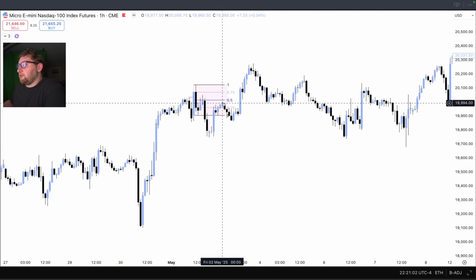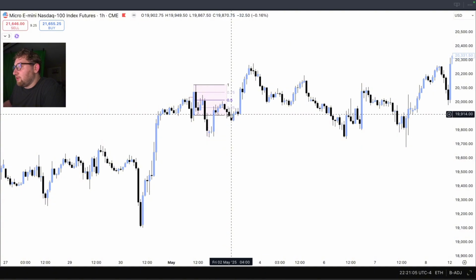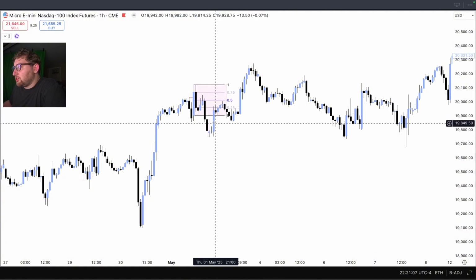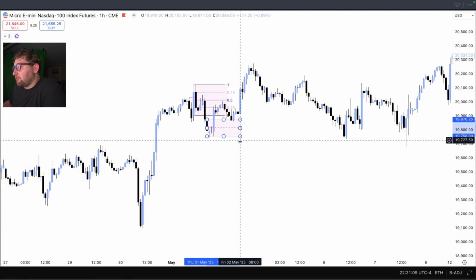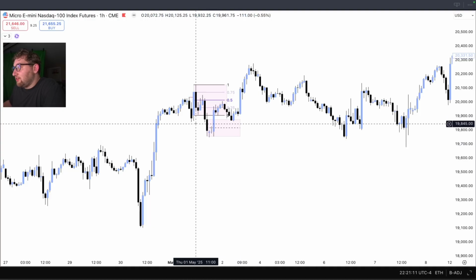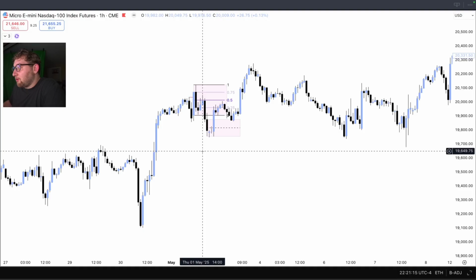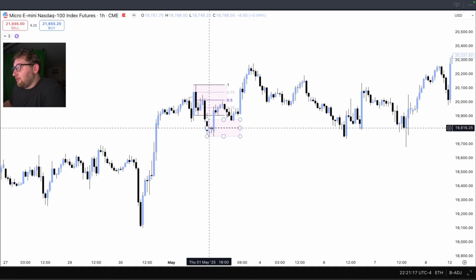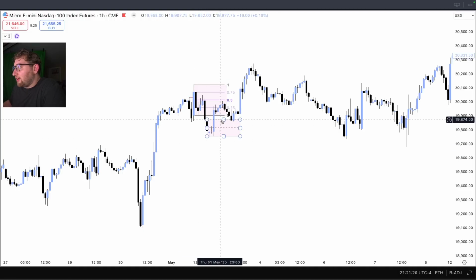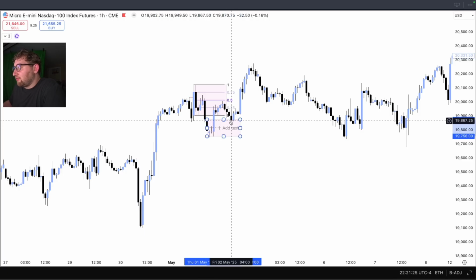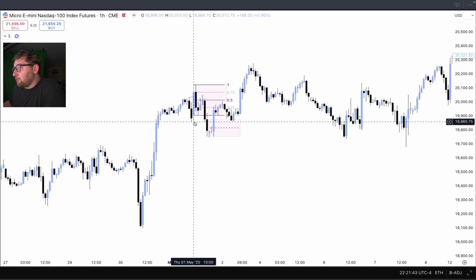So I'm in this short, right? I get in here. What do you think I'm watching? I'm watching this level right here in my shorts. I'm watching the opening price of this order block, and I'm watching 50% right here. Any type of strong reaction out of this area, I'm killing my trade. I'm taking my profits. I'm at least break even on my trade. I'm not losing.